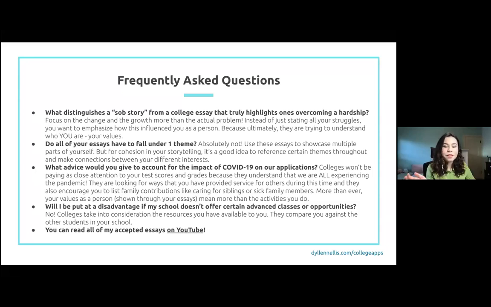Okay, what advice would you give to account for the impact of COVID-19 on our applications?